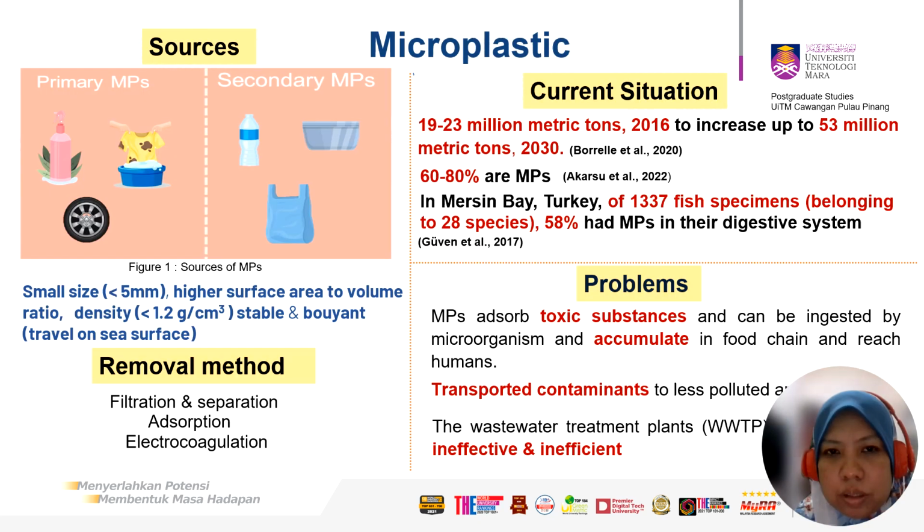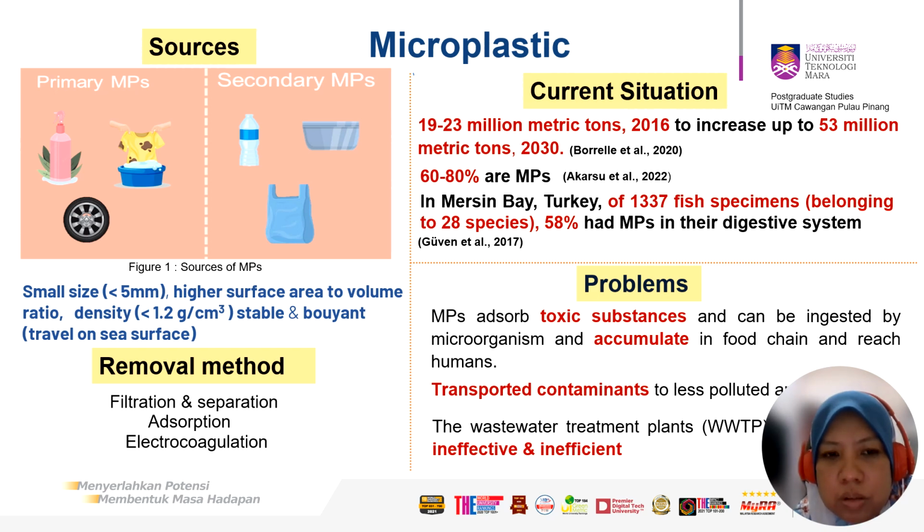Introduction. Microplastics are tiny plastic particles with size less than 5 millimeters. They have a higher surface area to volume ratio. They have low density. They are stable and buoyant, which means that they can travel on the sea surface.